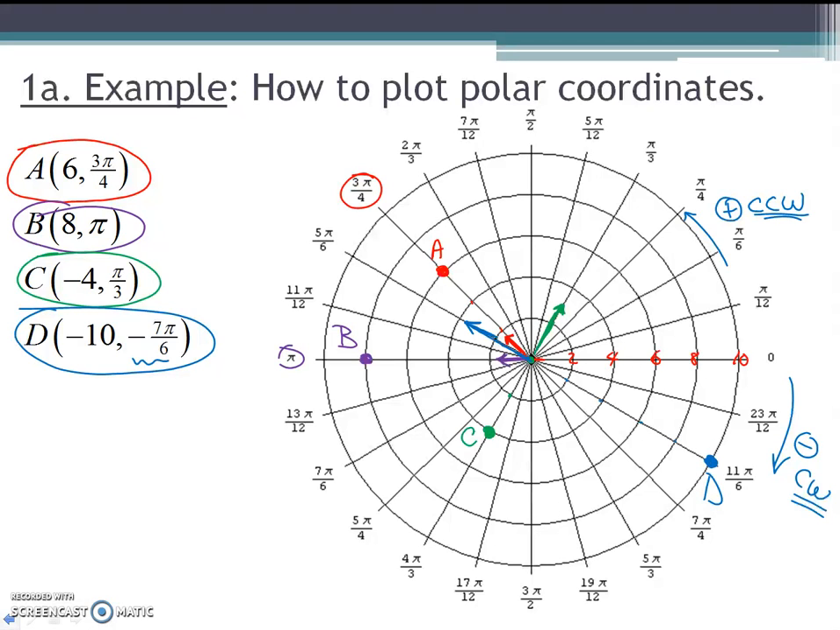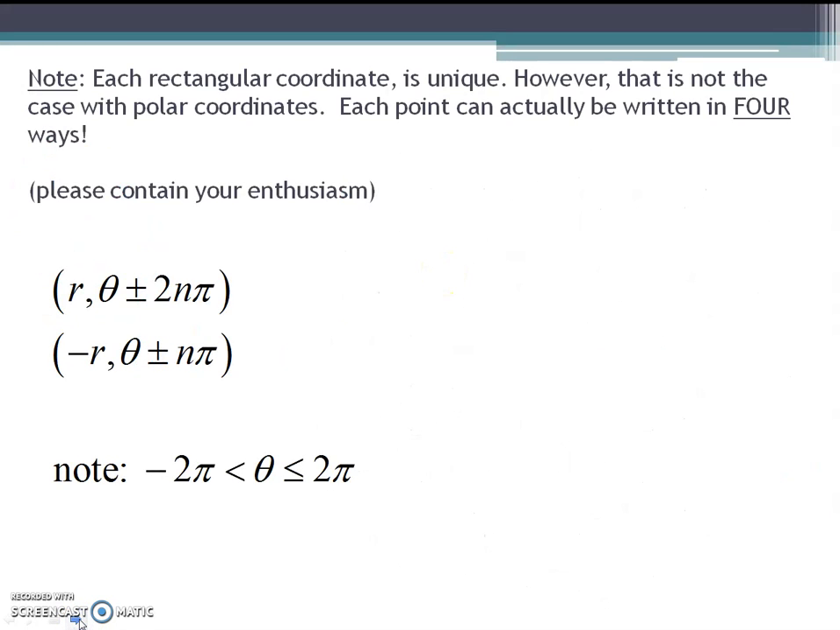Now there is one little twist to polar coordinates in that polar coordinates aren't unique. In other words, point A over here, we called 6, 3 pi over 4. 6, 3 pi over 4 is not the only name for that coordinate. Now, rectangular coordinates are unique. We never had any kind of variations or anything like that. But polar coordinates can be written in at least 4 ways.